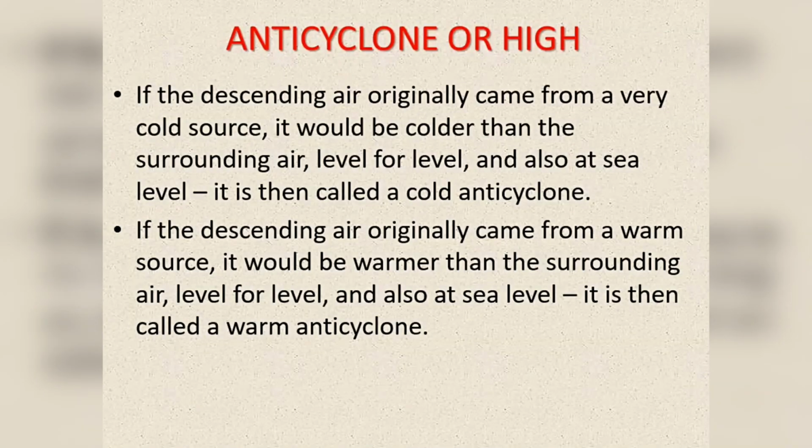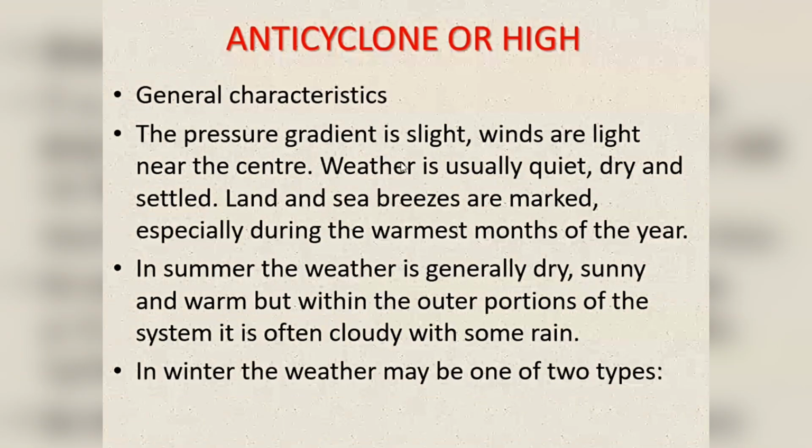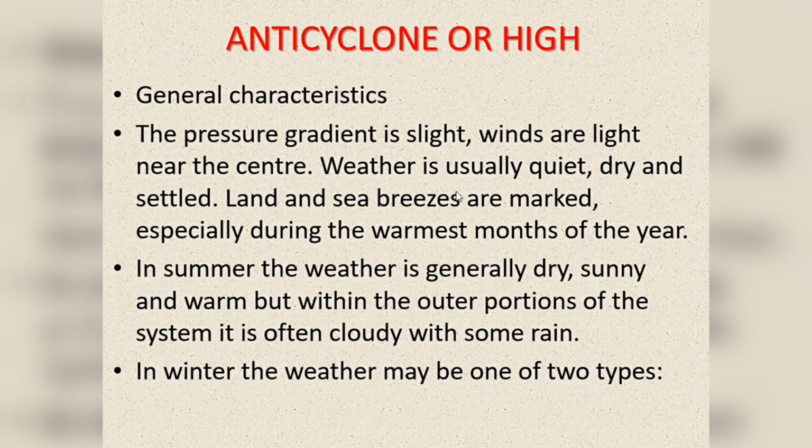What are the characteristics? Pressure gradient is slight, winds are light near the center, weather is usually quite dry and settled, land and sea breezes are marked, especially during the warmest months of the year. So we have studied this land and sea breeze. How does it take place? So this is also during these anticyclones.